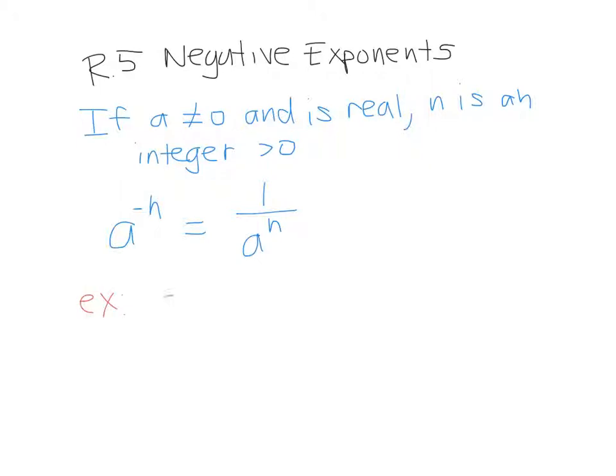Start off with 3 to the negative 2. So our base is 3. That says we're going to take the reciprocal of 3, so 1/3, and we put the exponent on that 3 in the denominator. So we get 1 over 3 squared, which we can simplify as 1/9.